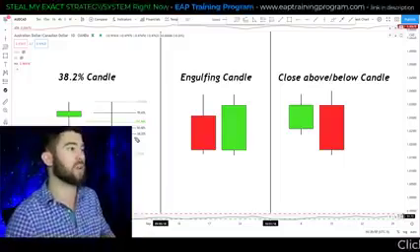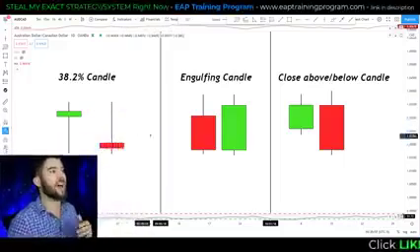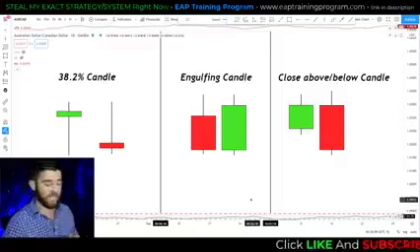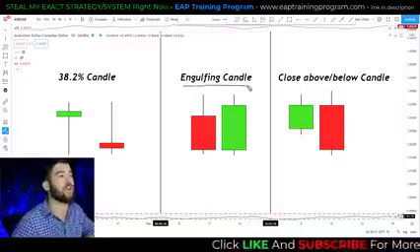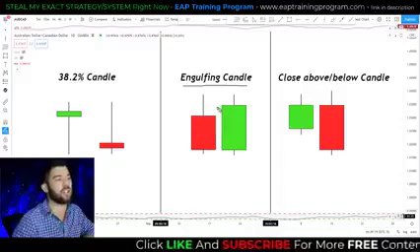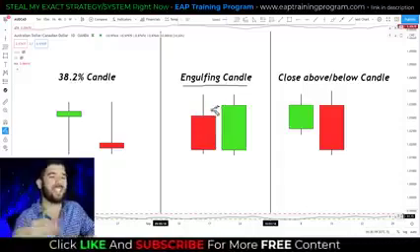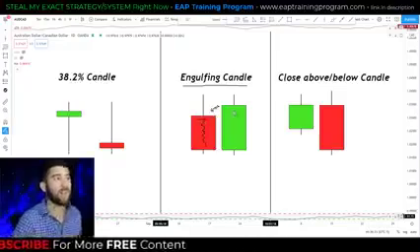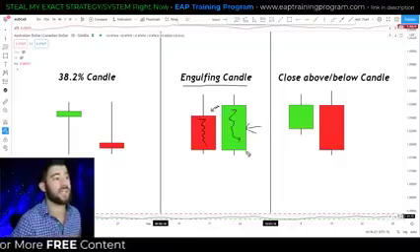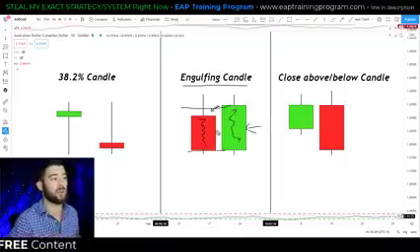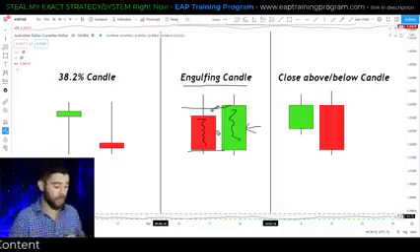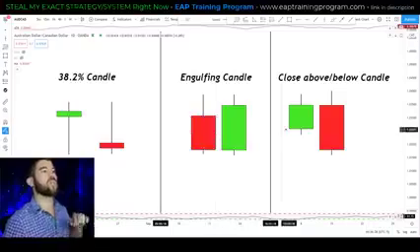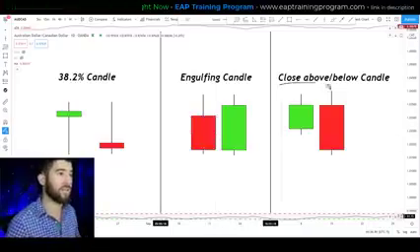So next, after the 38.2% candle, we have the engulfing candle. This is a candle you've probably heard of and you may already know how to identify, but in the Forex market, the way I identify an engulfing candle is a candle that has a larger body than the previous candle and that changes colors. So for a bullish engulfing pattern, I need to see that the previous candle was red, that the next candle is green, and that the green candle has a larger body than the previous candle. That is a bullish engulfing candle for me. We'll take a look at a bearish engulfing on a chart, so I'm not going to have to do that right here. So next up, we have the close above and close below candle.